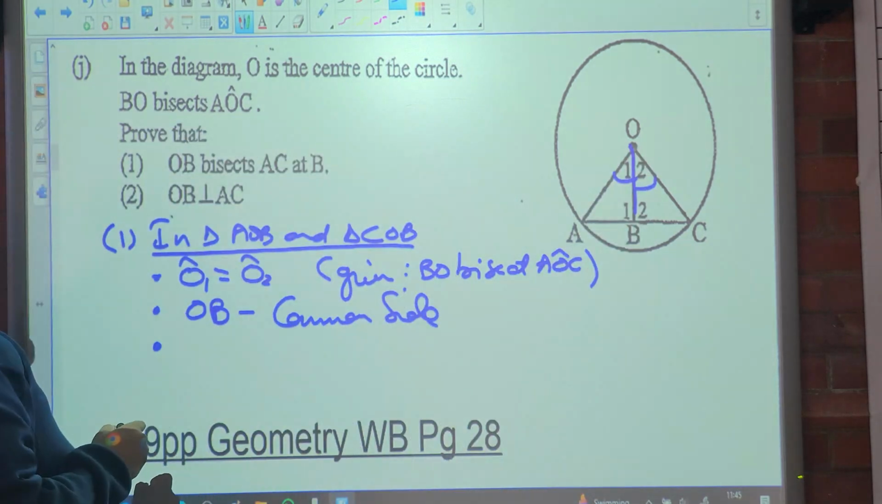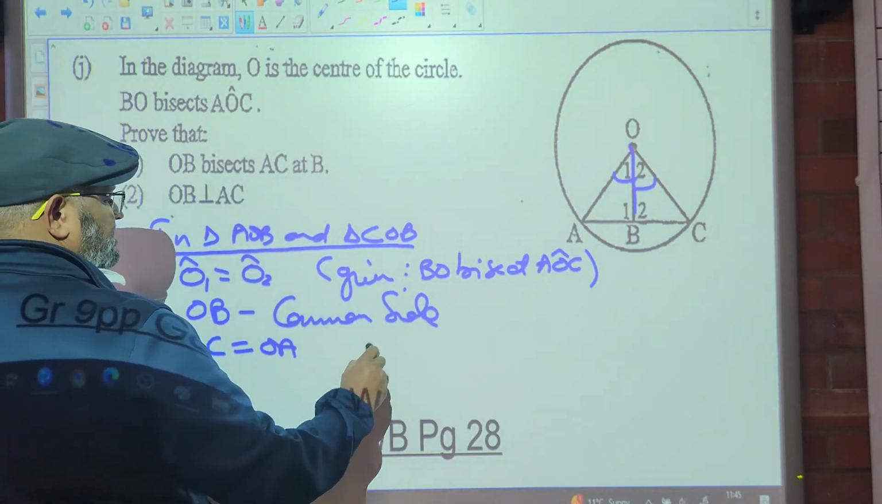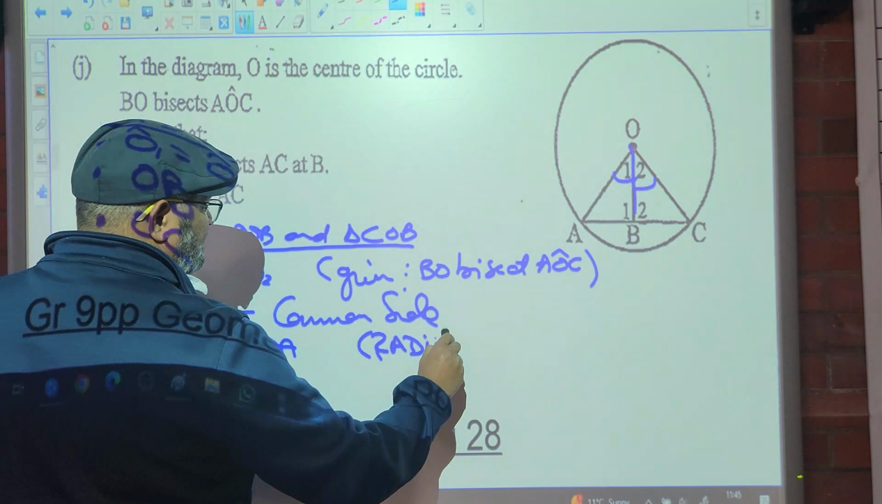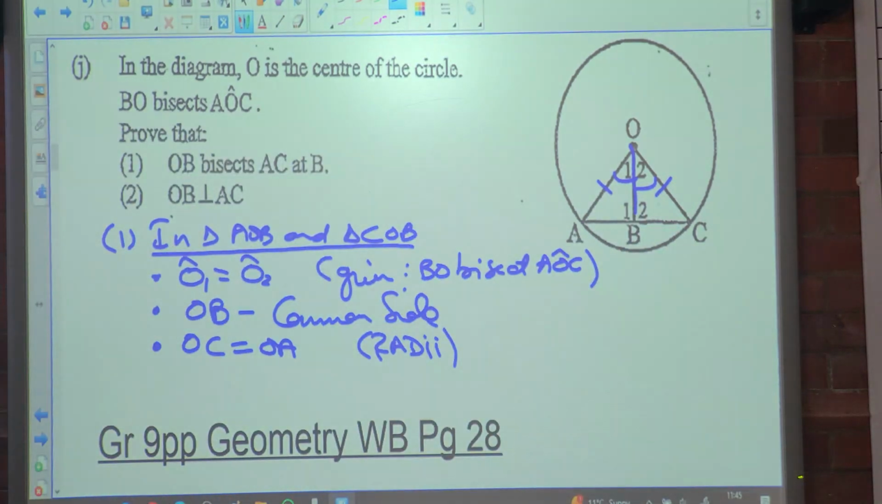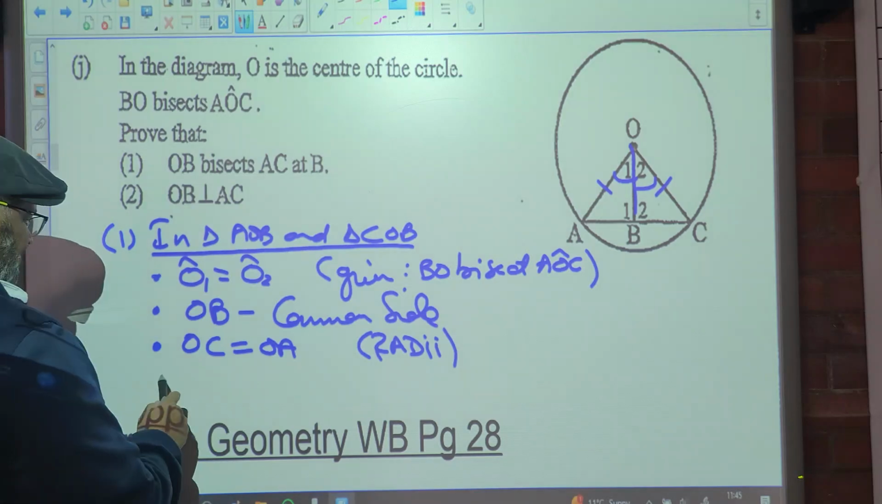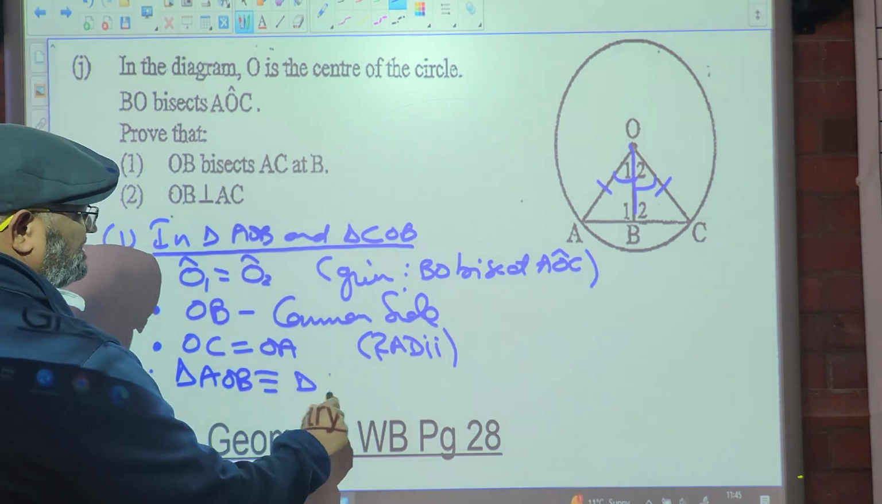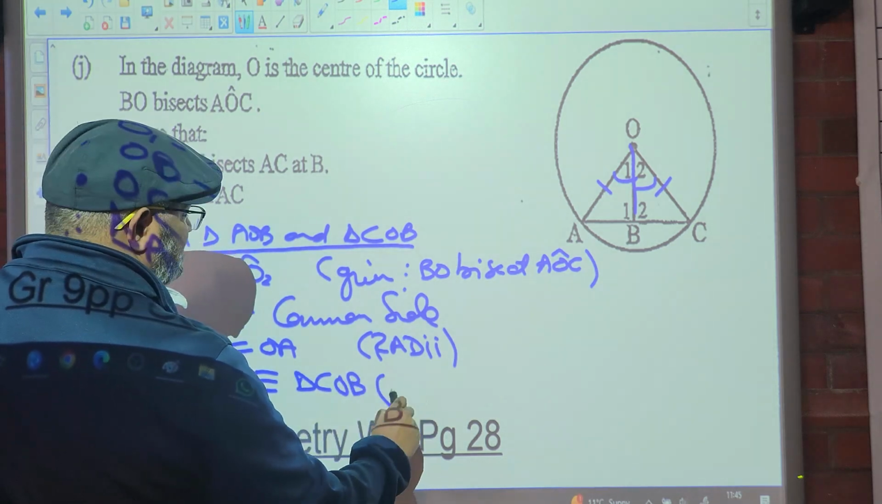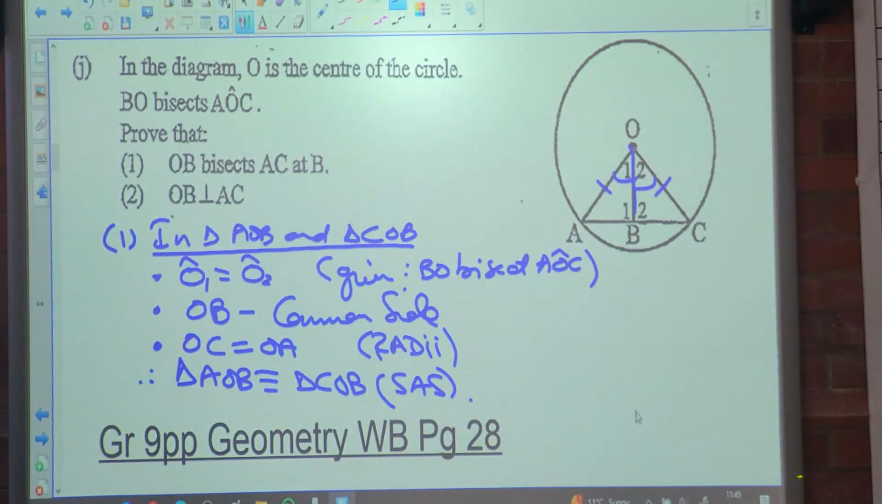Yes? OA is equal to OC. Why? It's your radius. One radius, many radii. Or vice versa. We can say that radius, okay? So what type of congruency is that? What case of congruency have I used there? The triangle AOB is congruent to triangle COB. Why? Side, angle, side. As you can see, you got two sides and the included angle there. Have you answered the question?